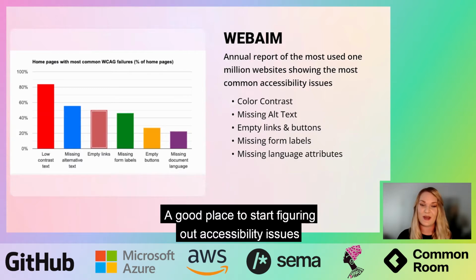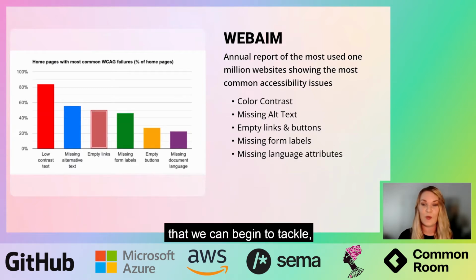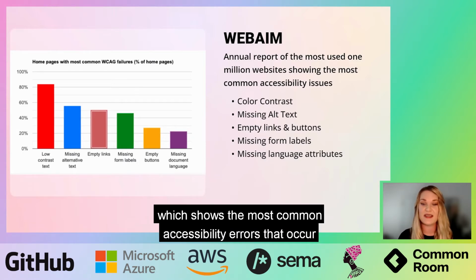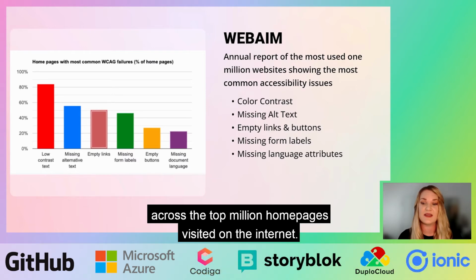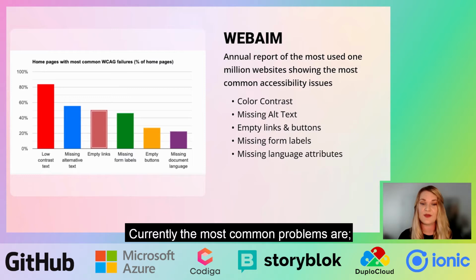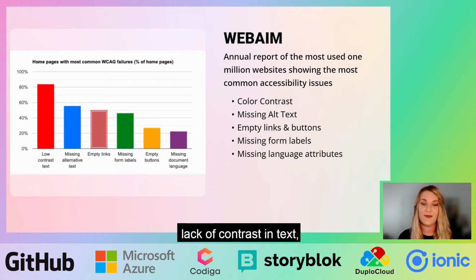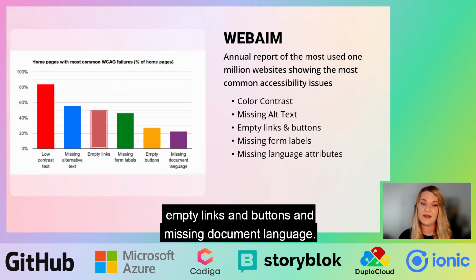A good place to start figuring out accessibility issues that we can begin to tackle is the WebAIM Project's annual report, which shows the most common accessibility errors that occur across the top million homepages visited on the internet. Currently, the most common problems are lack of contrast in text, missing alternative text for images, empty links and buttons, and missing document language.